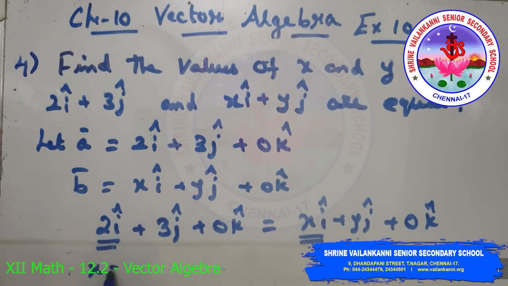And y equal to 3, equating the coefficient of j. Here the coefficient of j is y and here it is 3. So y equal to 3. Therefore x equal to 2 and y equal to 3.